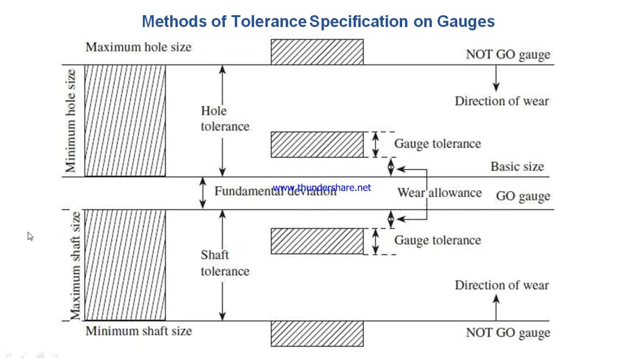In case of the snap gauge, when we insert a snap on this shaft, the snap will wear at the higher limit belonging to the shaft here. So wear allowance is provided over here. Gauge tolerance is provided for making any type of gauge. So wear plus gauge tolerance is mentioned over here. When we design the not go gauge, it is always designed for the minimum size of the shaft. This is the minimum size of the shaft. So not go gauge tolerance is given over here.